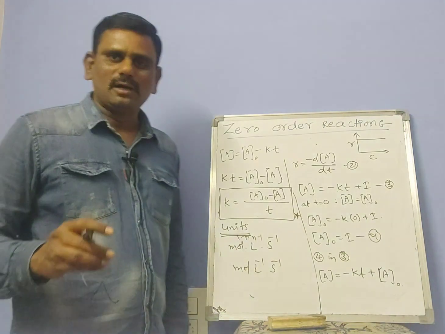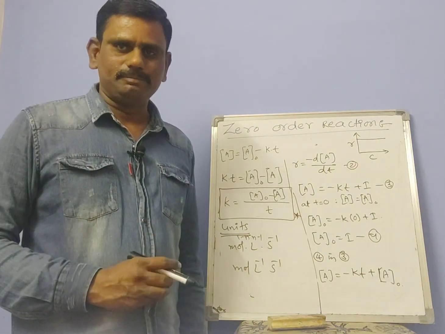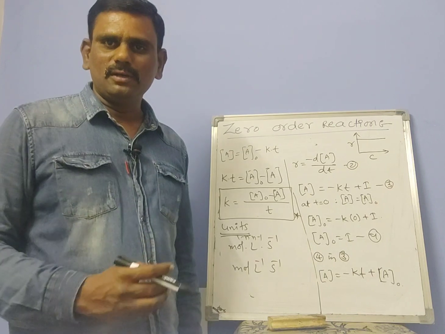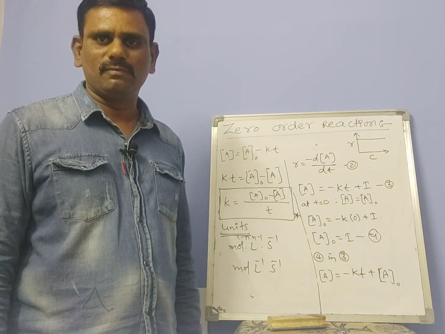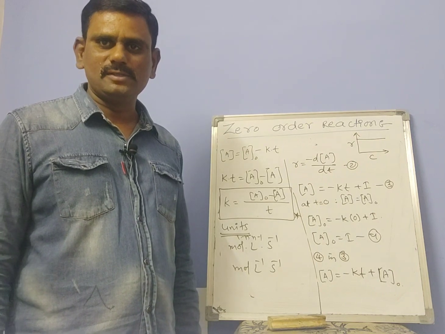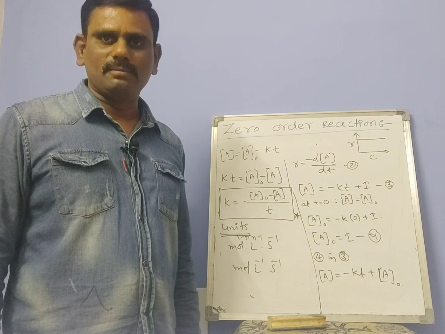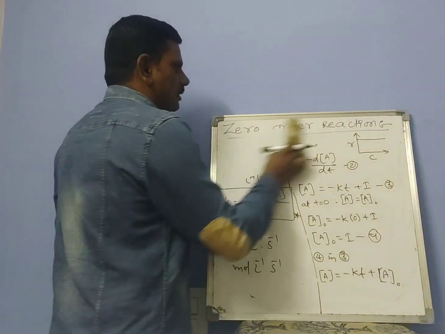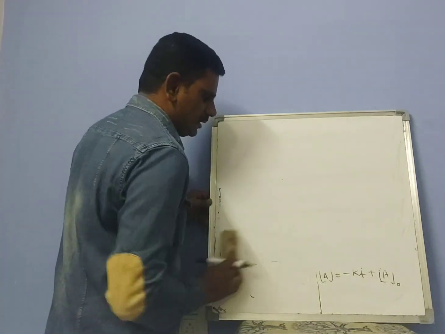Now we can calculate the half-life of a zero order reaction. Half-life means what? The time taken to halve the initial concentration of the reactant is called half-life. Half-life is denoted by T half, or T 50%. Okay. Now we calculate the T half. How can we calculate the T half for a zero order reaction?